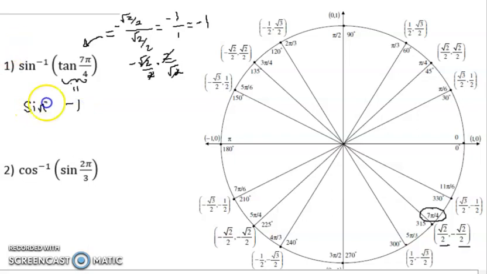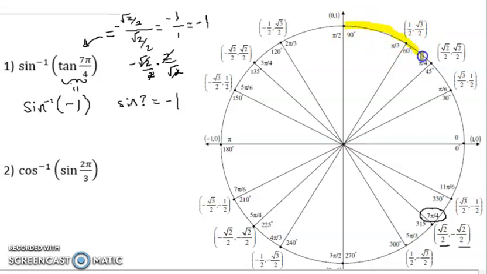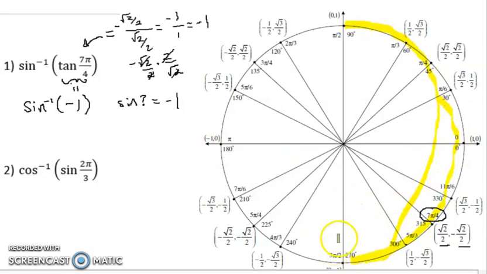Then we now want to find inverse sine of negative 1. So now the question is, what is the input into the sine function? Sine of what angle equals negative 1? And we have to remember to stick with the right side of the unit circle, because this is the range for inverse sine, negative pi over 2 to positive pi over 2. Sine, which is the y coordinate, has a value of negative 1 down here.